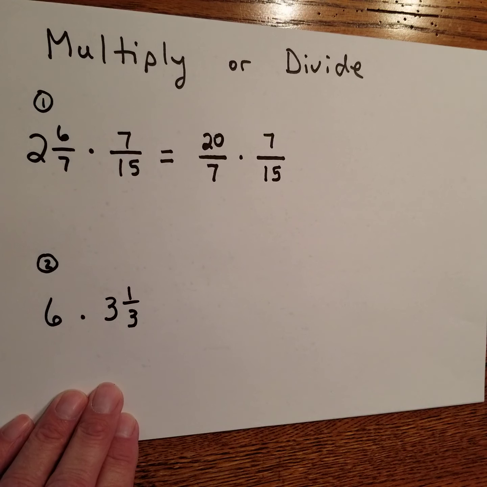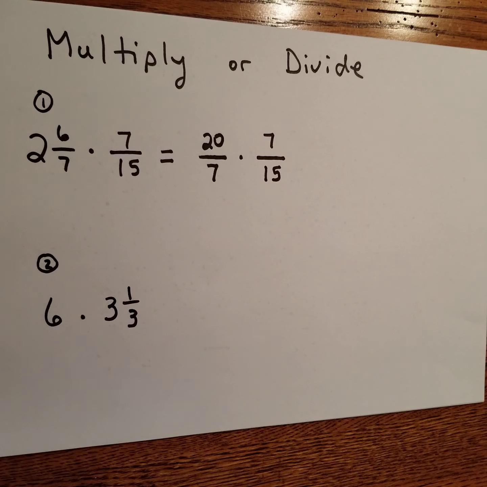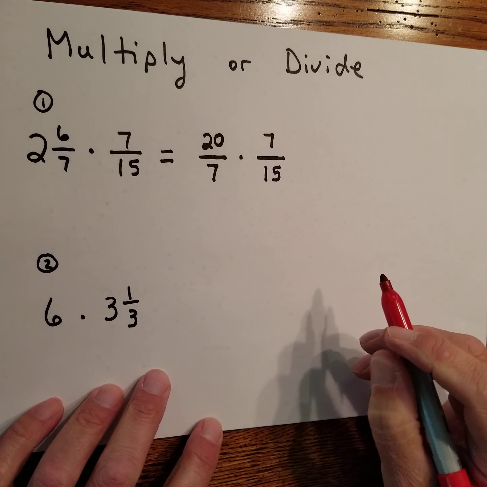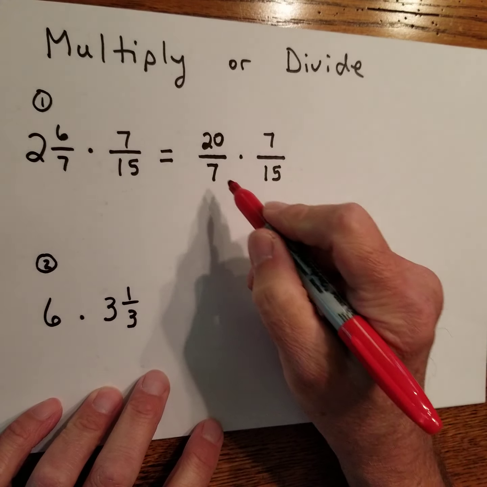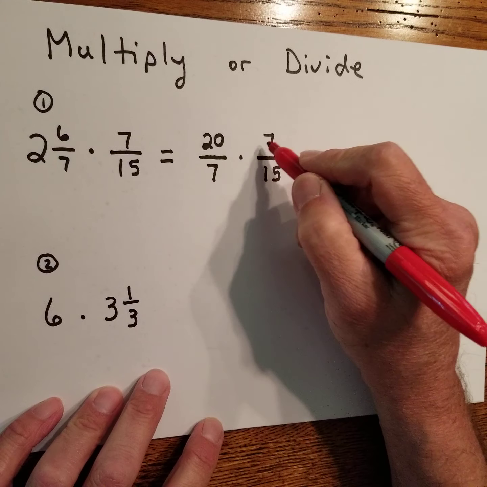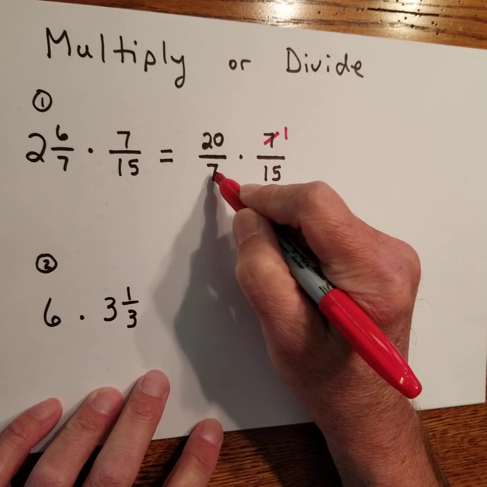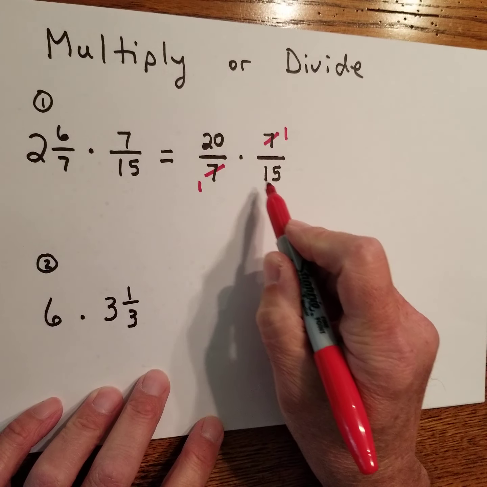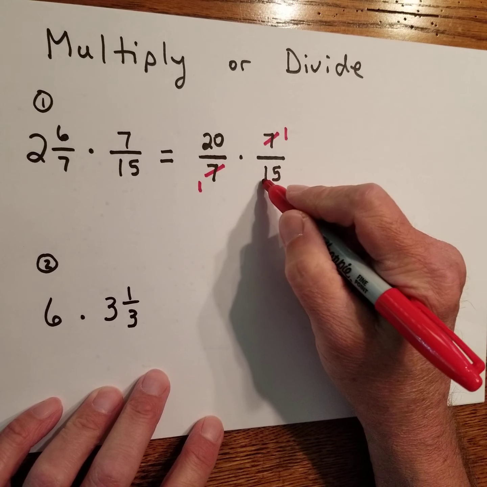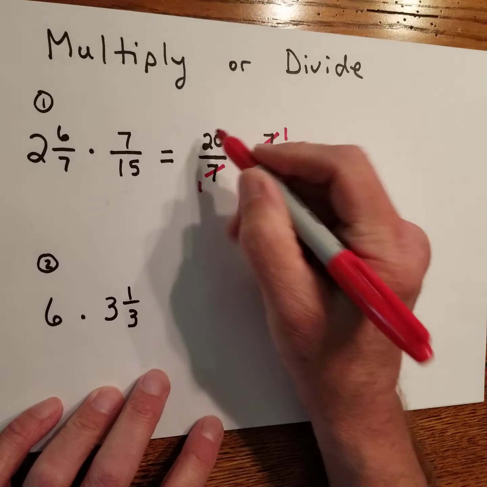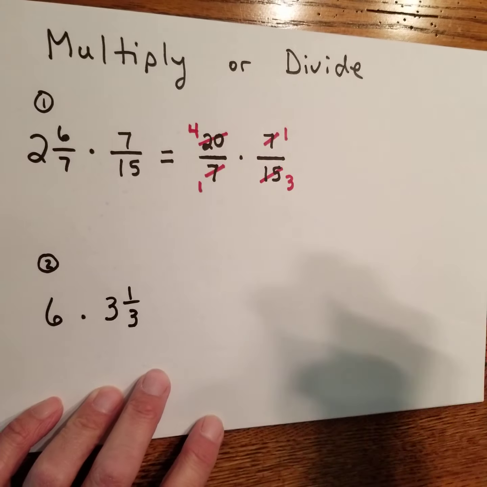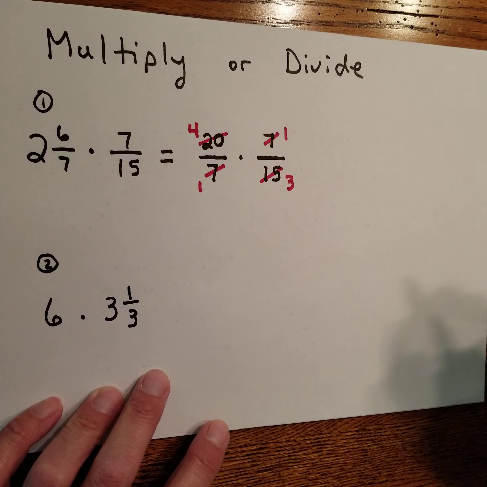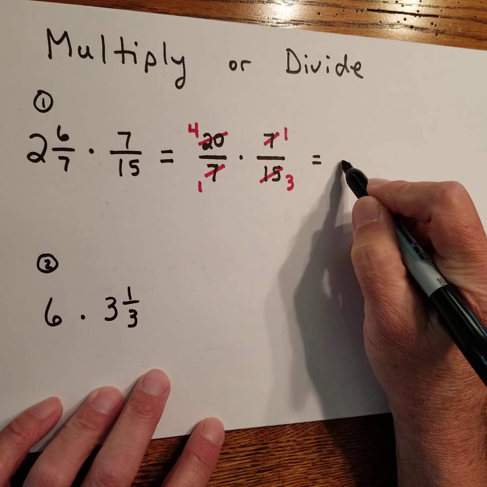It's a multiplication problem, which means we're allowed to reduce before we multiply. Well, I see lots of reducing I can do. I can divide both of these by 7, divide by 7, divide by 7, and I can divide each of these by 5. Divide by 5, divide by 5. Now we're ready to multiply.